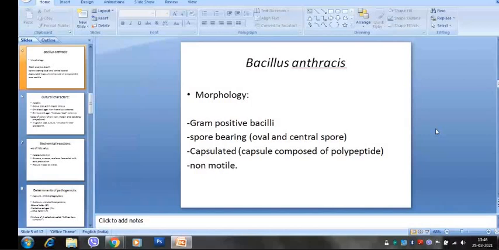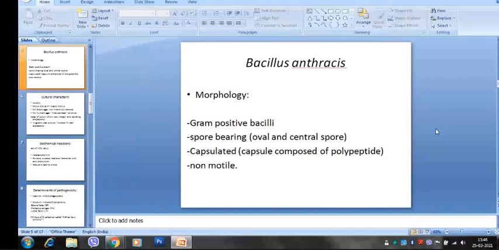Now, cultural characters for Bacillus anthracis. It is an aerobic bacteria. It grows best in the presence of oxygen. It grows best at 37 degrees Celsius. Now, what are the different colony characters seen in different culture media in case of Bacillus anthracis? On blood agar, there will be non-hemolytic colonies, no hemolysis, gamma type.